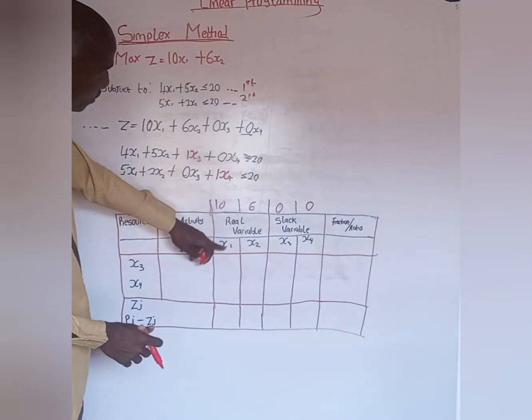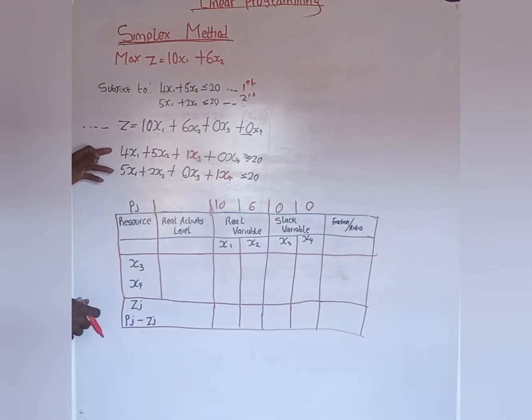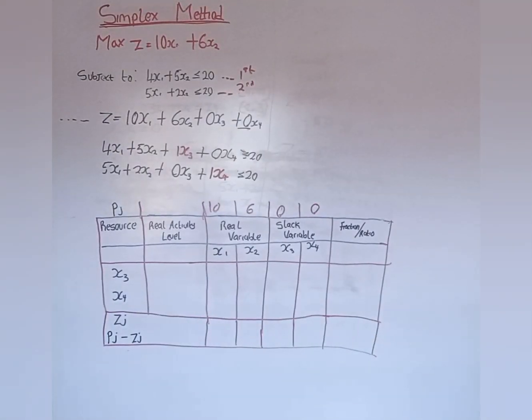If you look at this variable, we have x1 and x2. Go back to your standard constraints. If you look at our standard constraint. Okay, now let us proceed.